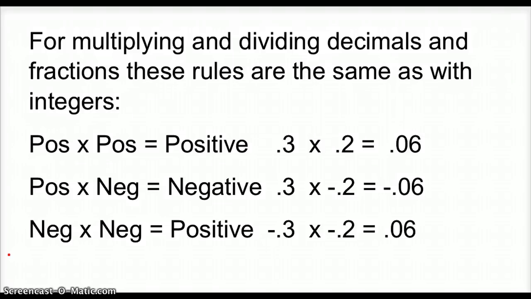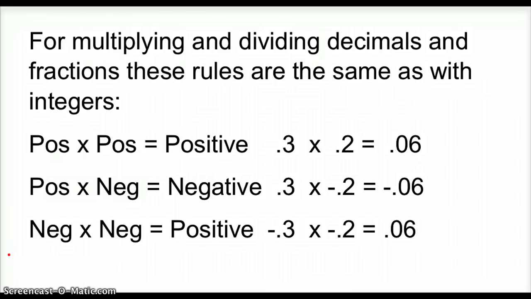So in this case, here are some rules for multiplying and dividing decimals and fractions, and these rules are going to be the same as they were with integers. And what we're looking for here is whether our answer is going to be positive or negative. So if we have a positive times a positive, or if we have a positive divided by a positive, our result will be positive. So in this case, we took 0.3 times 0.2 and got an answer of 0.06, positive answer. Same thing if we're multiplying or dividing a positive by a negative, our answer is going to be negative. So in this case, we have 0.3 times negative 0.2. We got an answer equal to negative 0.06.